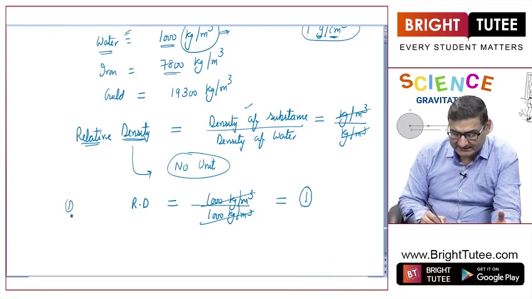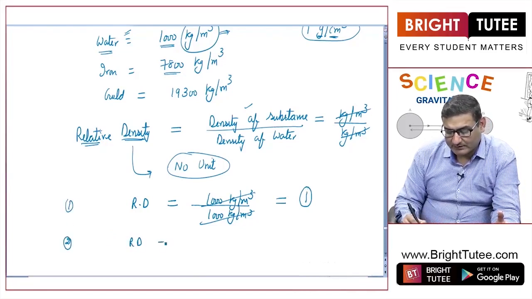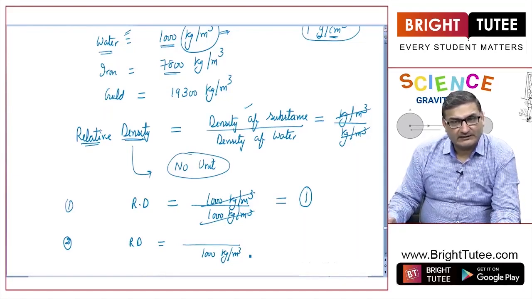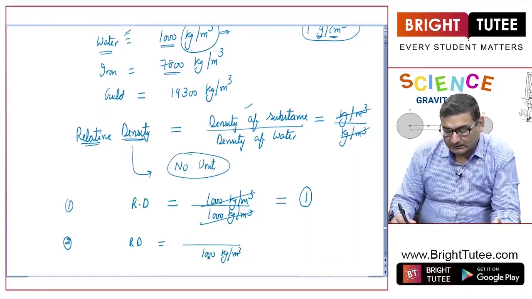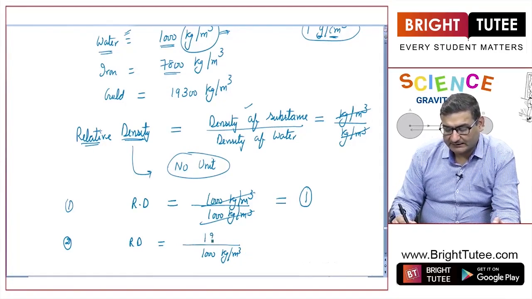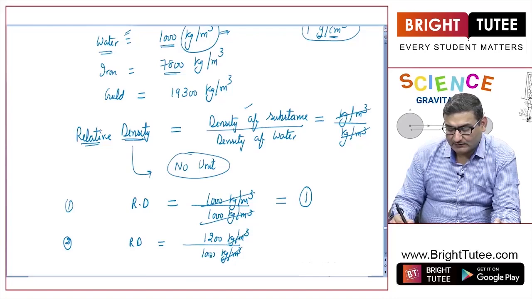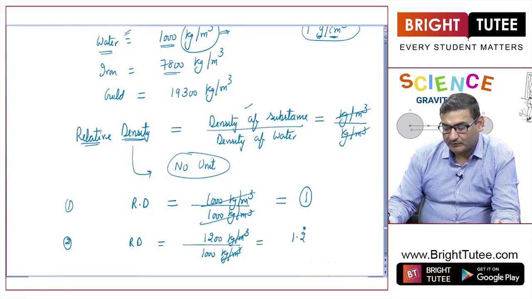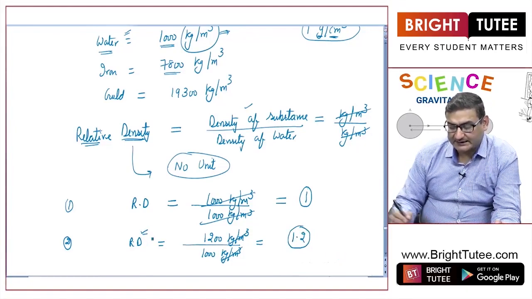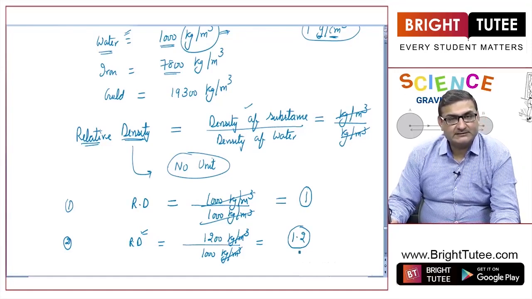Now let us take the second case. In this case, we are going to calculate the relative density of a substance whose density is greater than that of water. The density of water, as we have already seen, is 1000 kilogram per meter cube. Let us take a substance whose density is more than that of water. Let it be 1200 kilogram per meter cube. Cancelling this out, I will be left with the answer 1.2. So any substance having a relative density greater than 1 is heavier than water.